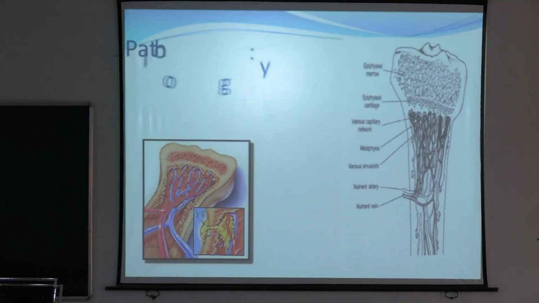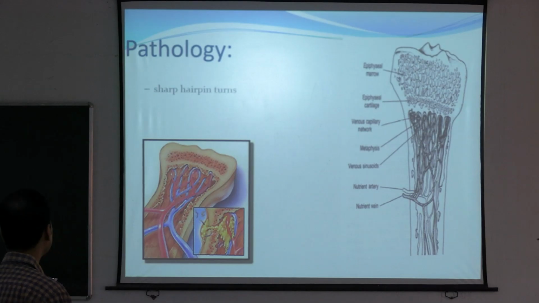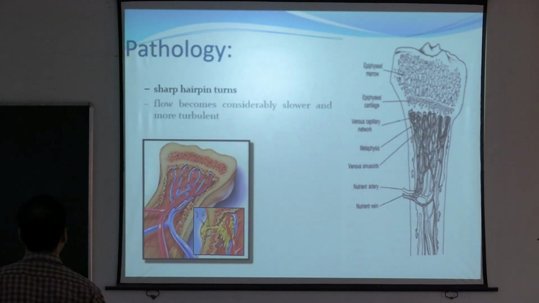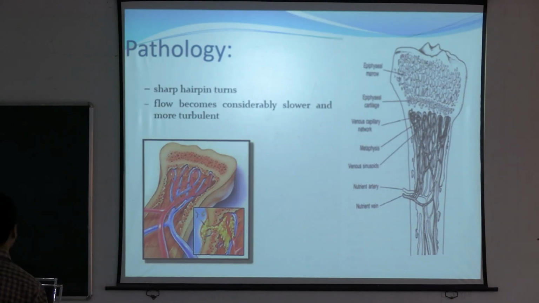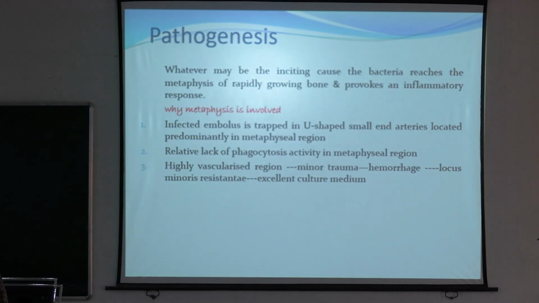So yes, see that this is what I was talking about. Now you can see the picture, the nutrient artery is going, that is the growth plate, epiphyseal cartilage if you can see. And see in this picture, can you see the end loops? It has formed the loops. So it is where the blood goes and becomes stagnant that allows the bacteria to grow and that causes the osteomyelitis. Sharp hairpin turns, flow becomes considerably slower, more turbulent, and is an ideal area.